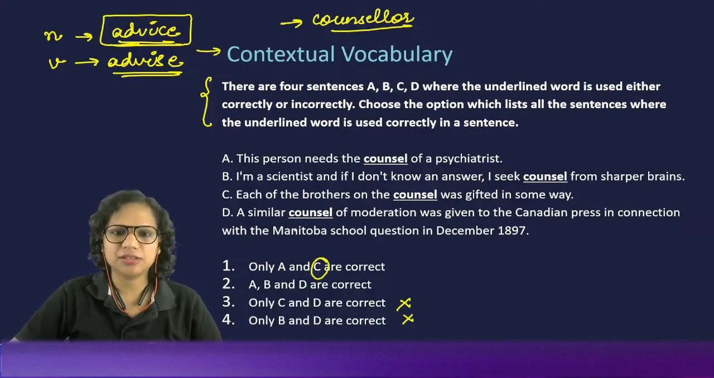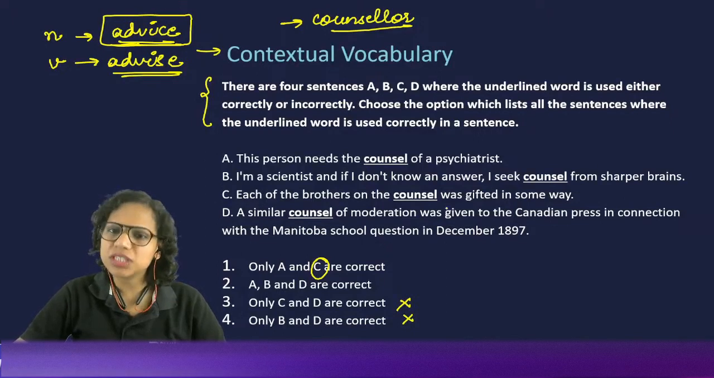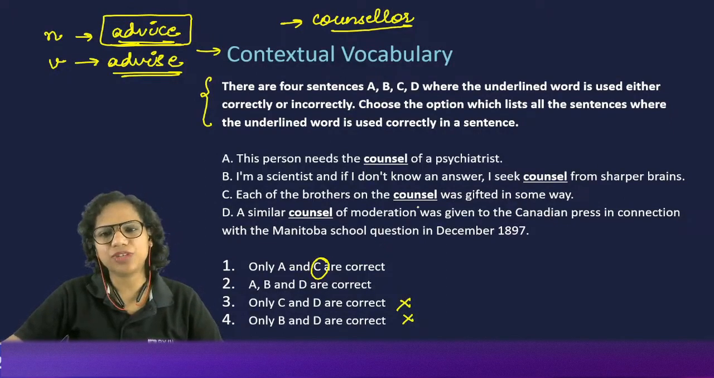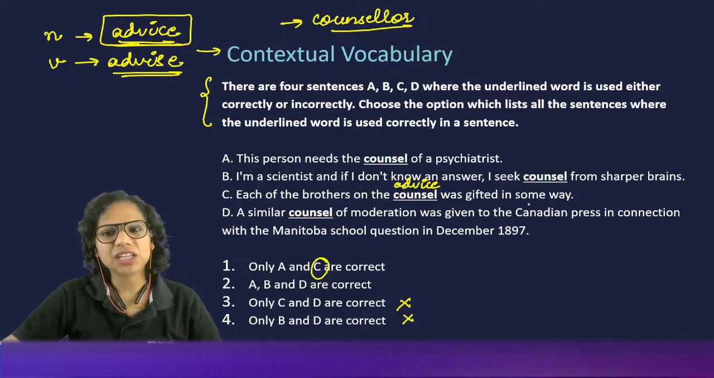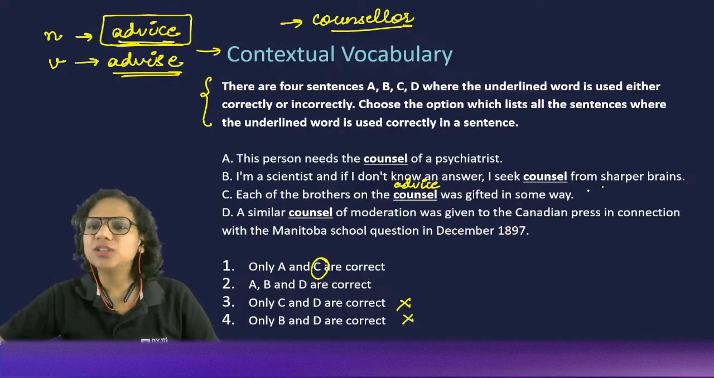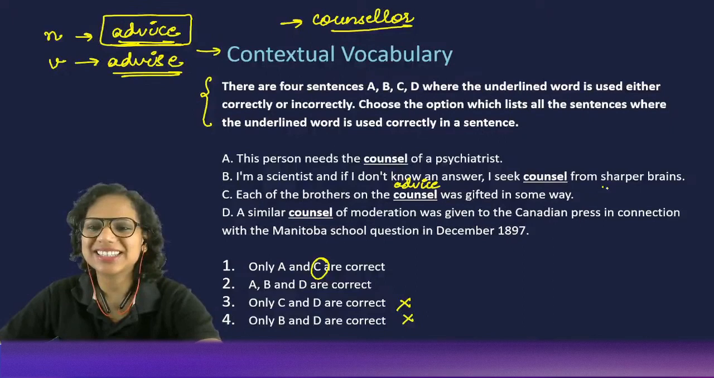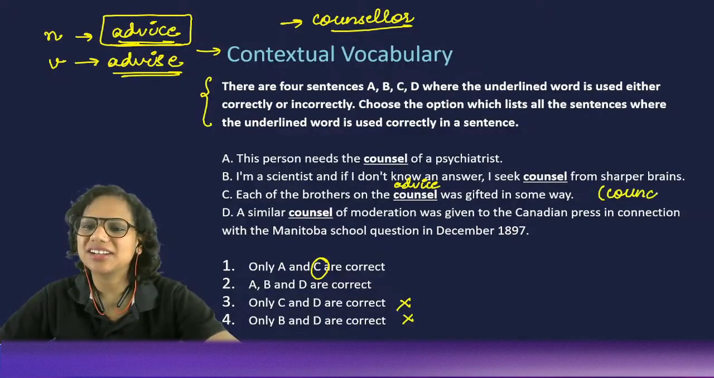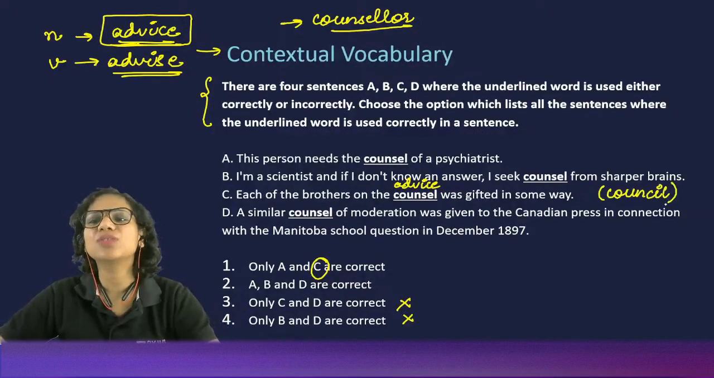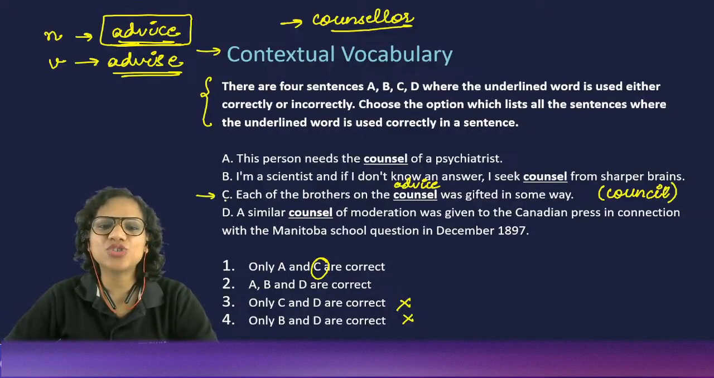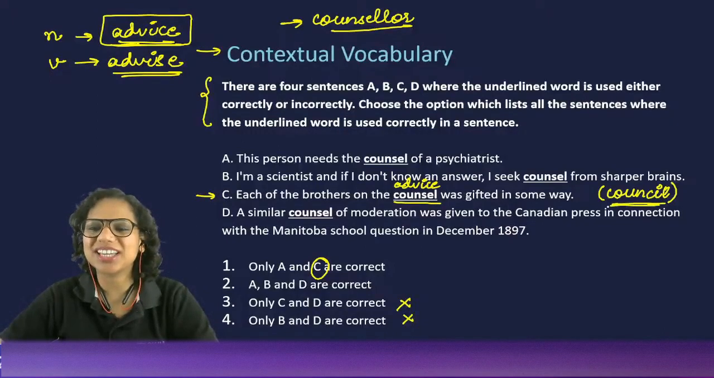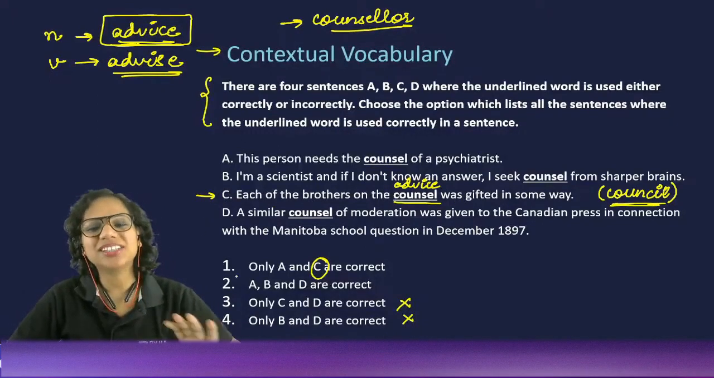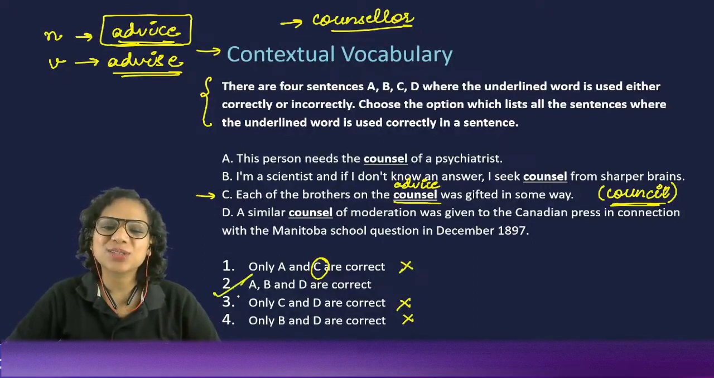Now, let's look at C. Each of the brothers on the council was gifted in some way. Just substitute advice here. Each of the brothers on the advice. Does that make sense? It does not. Actually, the word that should be used here is council. Each of the brothers on the council. So the examiner was trying to trap you because of these two similar sounding words, and you actually didn't have to fall into that trap. So 2 is the answer.